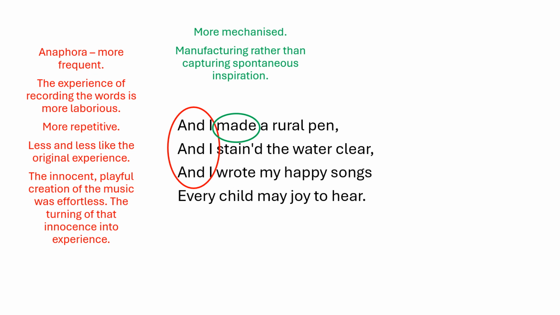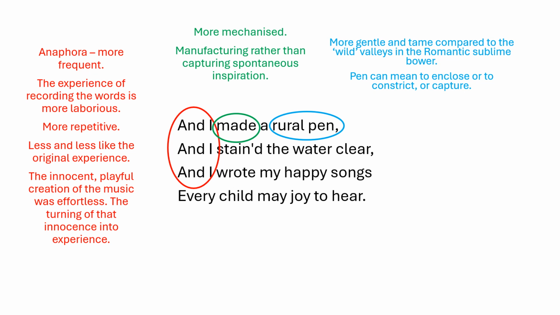"And I made a rural pen." And I like the word rural there. I think it reveals quite a lot. Rural is much different to the wild valley that we had at the beginning of this poem. I would argue that rural is much more gentle, much more tame compared to those wild valleys in that romantic sublime bower at the beginning. And if it's rural, we've got this idea that mankind has had an impact on the environment. We don't have the wilderness like we used to have back in ancient Greek times. Rural now is a place of farming, of agriculture.